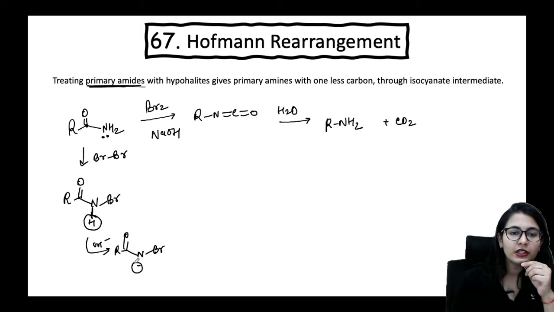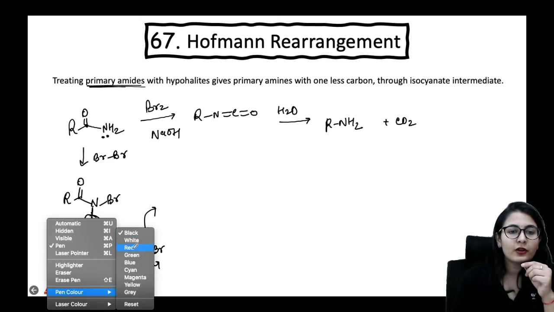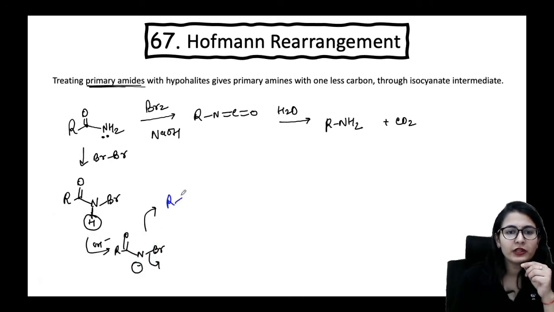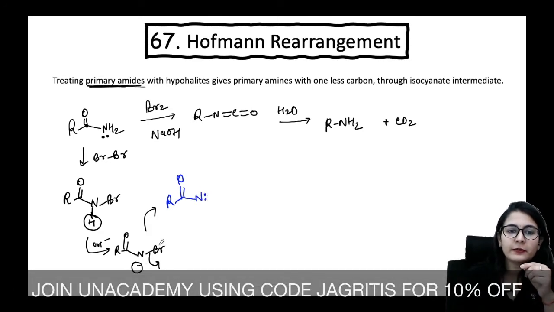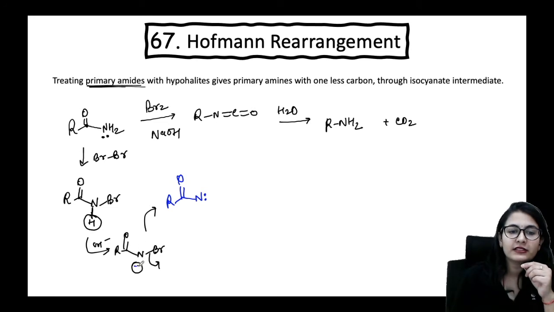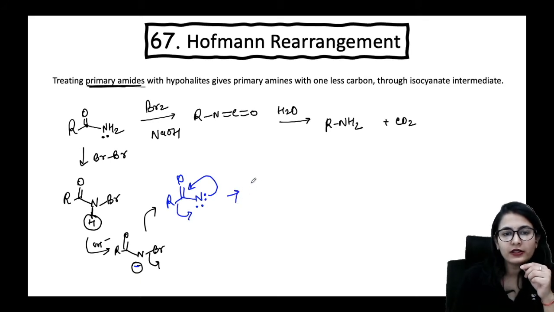Okay, so guys, there are two types of mechanism that you can do from here. One is very simple. You are just going to break this N-Br bond from here, so Br minus is eliminating. If the Br minus eliminates, the nitrogen having this negative charge will turn into an electron pair. It is no more a negative charge. Okay, so this is your nitrene molecule. And you can do the rearrangement to get the isocyanate, which I have written over here. This is your isocyanate intermediate.